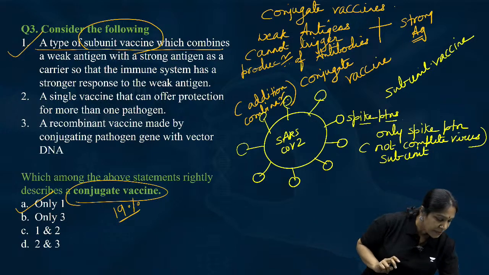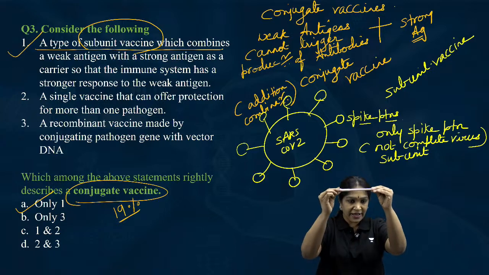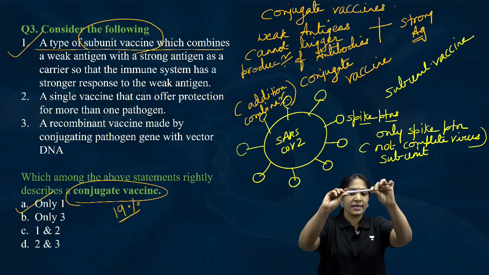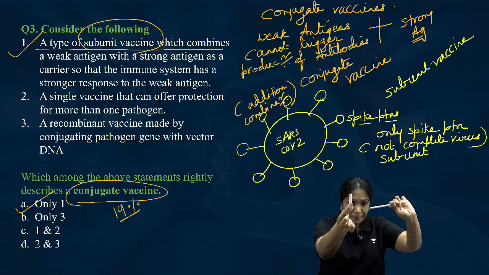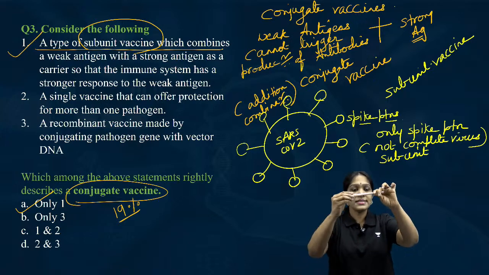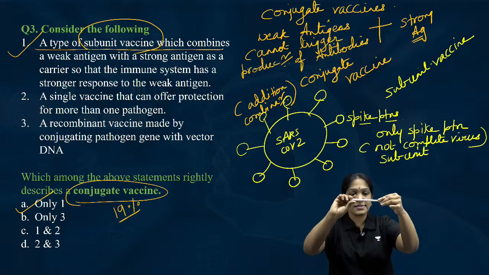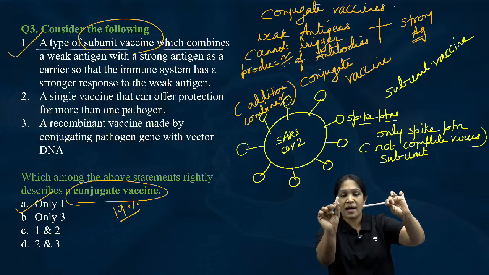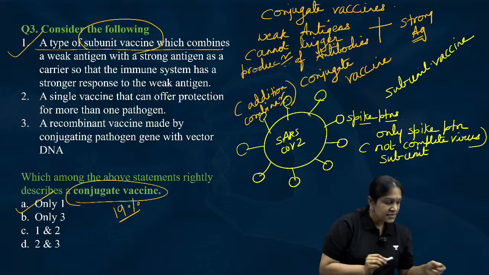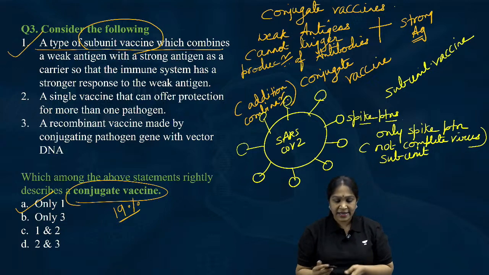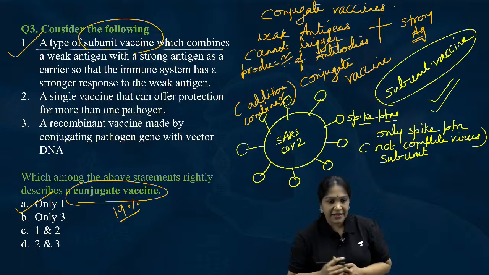Subunit. What do you mean by subunit? Look at this pen, all of you. Imagine this is the complete virus. If I do not take the complete virus, if I take only one small part of it, that is called a subunit vaccine. Clear for all of you? Subunit vaccine clear? Very good.